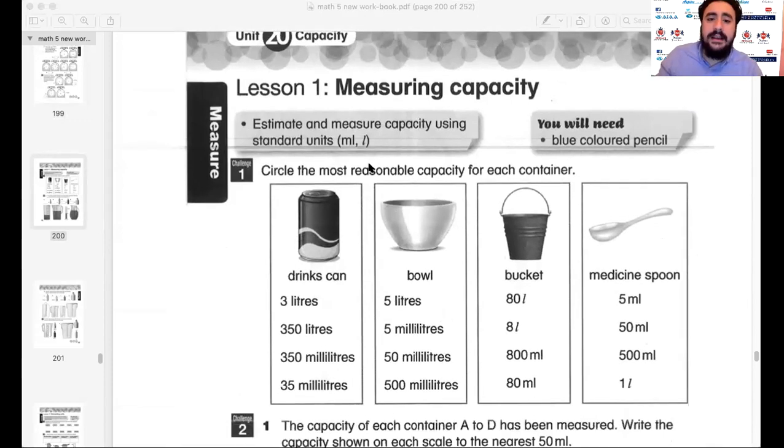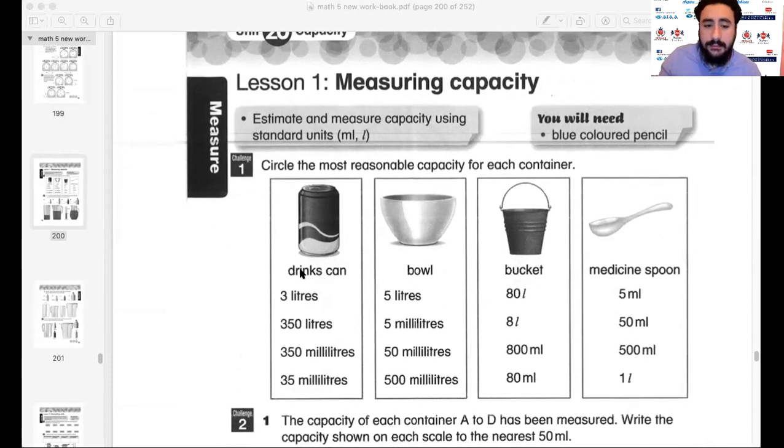Measuring capacity. When I talk about capacity, it's the unit of measuring liquid. Liquid like what? Like water, like oil, like honey, anything liquid. So, for example, the drinks can. This is an example for you. Drinks can: circle the most reasonable capacity for each container. Drinks can, 3 liters or 350 liters or 350 milliliters or 35 milliliters.